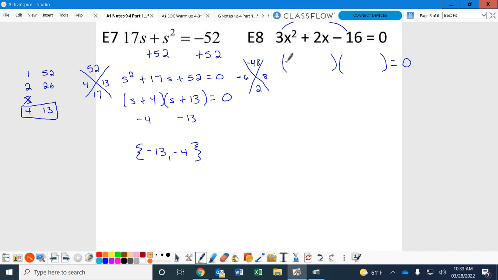So when we set up this parentheses, guys, what goes at the front of each parentheses? 3x. Not just x, 3x. It's got a coefficient in front, so you got to put that with it. And then at the back of them, it's going to be minus 6 and plus 8.